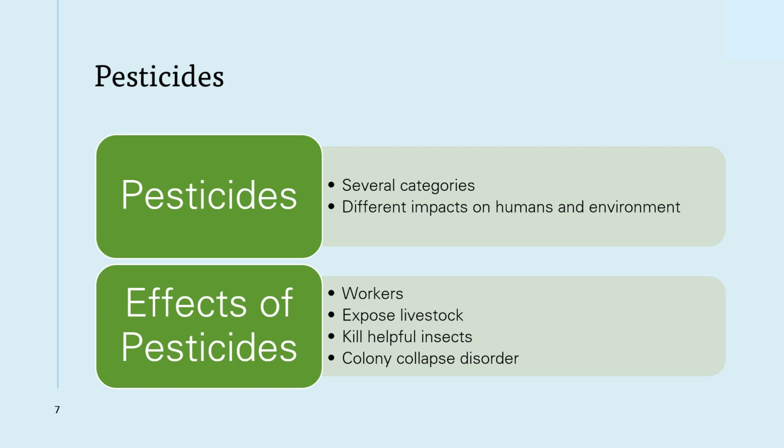Colony collapse disorder occurs when worker bees abandon their hive, leaving behind the queen bee and young bees, resulting in an eventual death of the beehive. Scientists in the United States observed the deaths of 30 to 90% of beehives during 2006 and 2007 due to the use of pesticides.